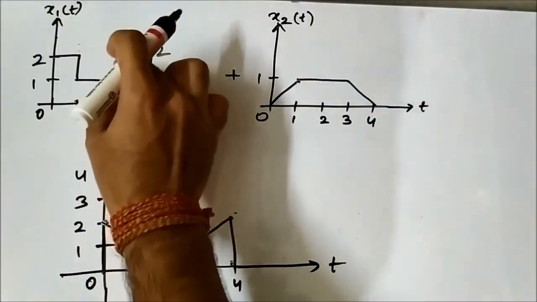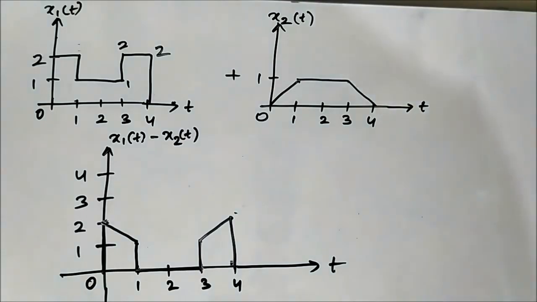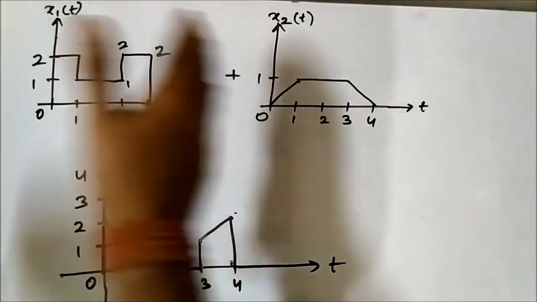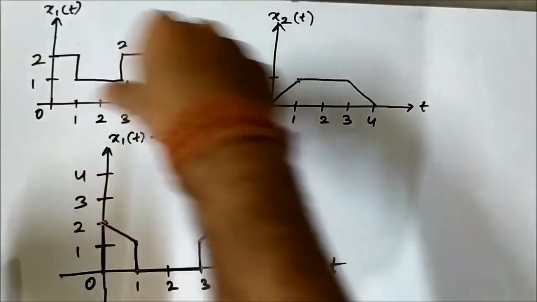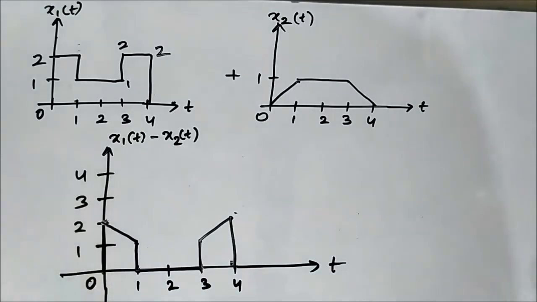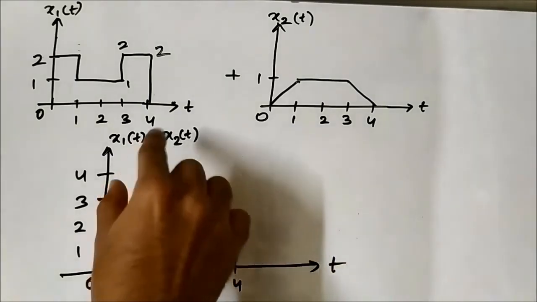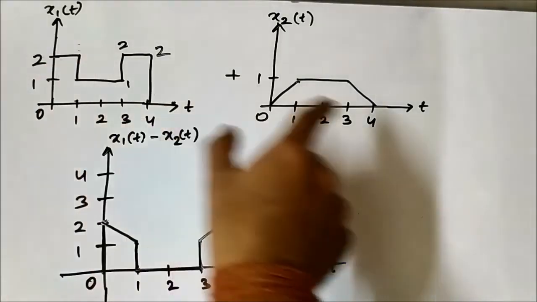So always these transition points are very important. You have to consider both the values, and then you have to perform the respective signal addition or subtraction of the amplitudes, and then you have to join the points. Okay, so this is the signal addition and a form of subtraction also, which we have performed on these two signals.